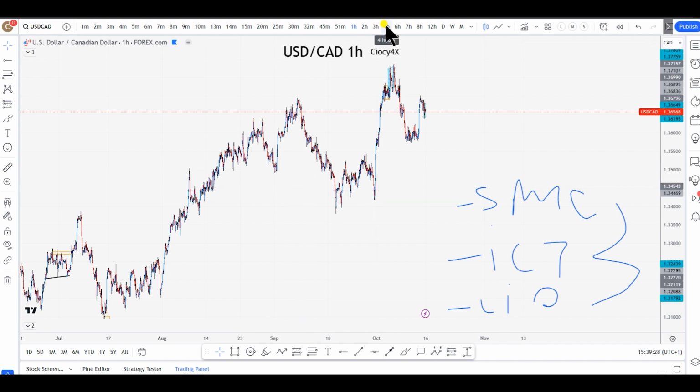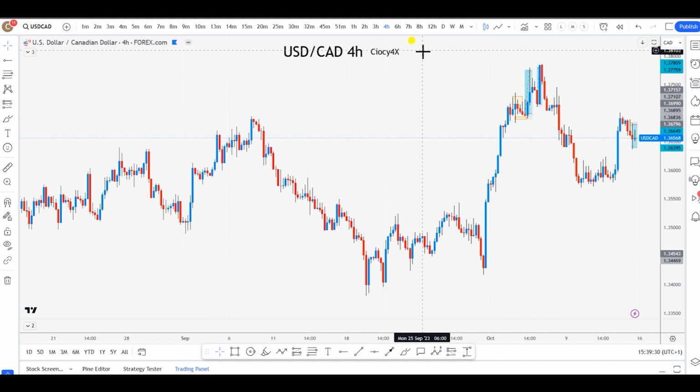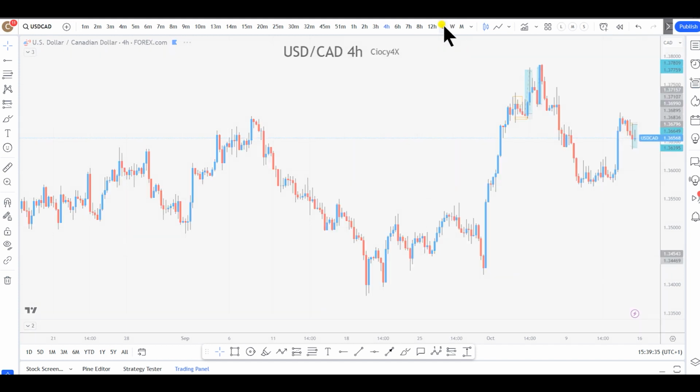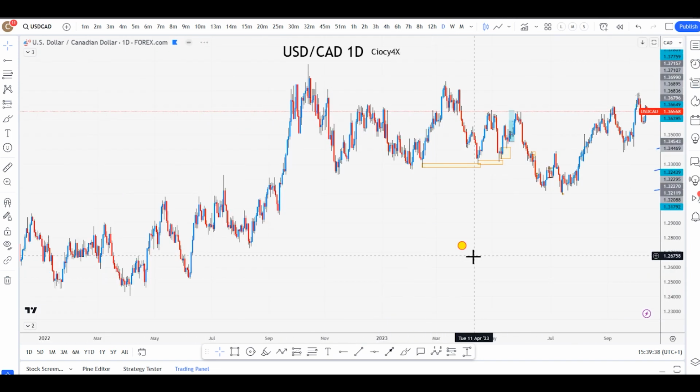We go from 4 hour, anything from 4 hour all the way to daily, weekly, and if needed, even monthly, which is something that I rarely touch, but it's always good to have a look at what's going on in a higher time frame. Why is that?